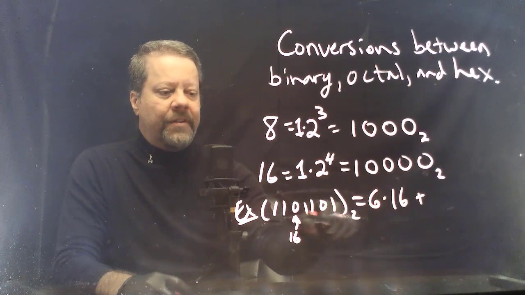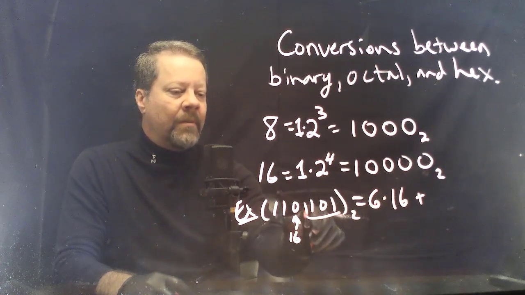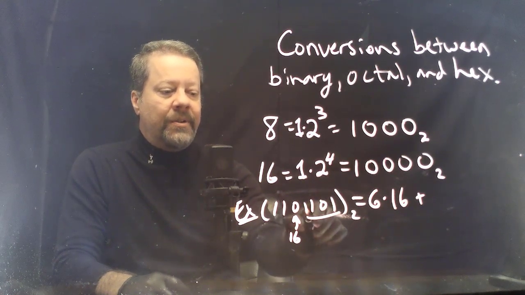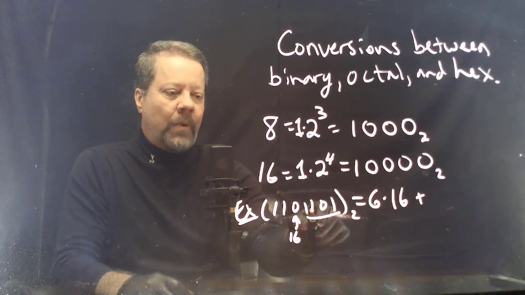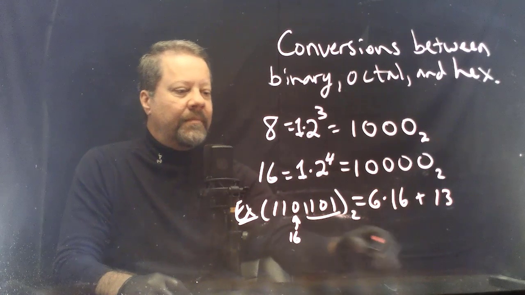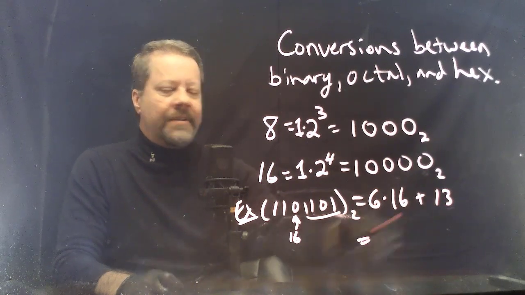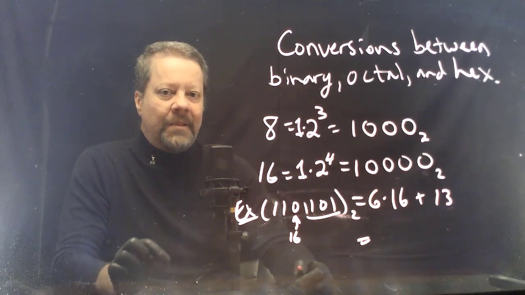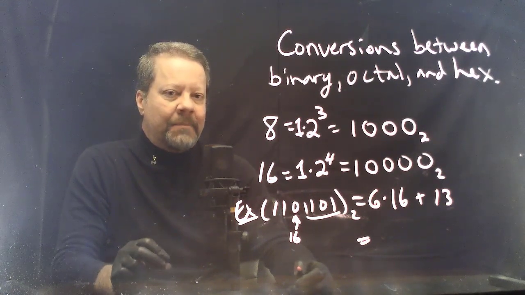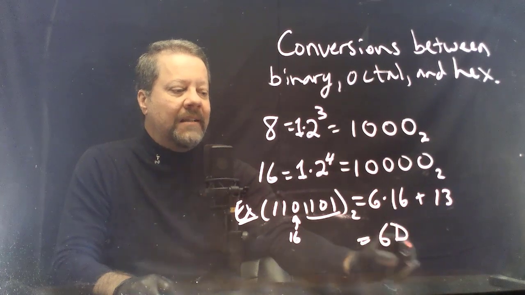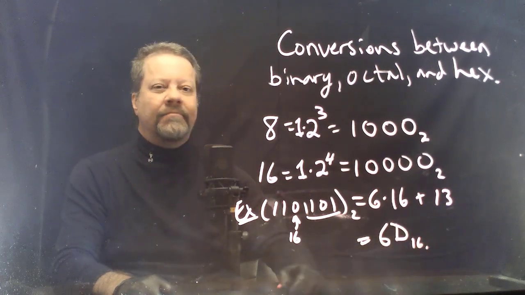And then what's left over is the rest of this, 1, 1, 0, 1. This is 2 to the 1, 2 squared, 2 cubed, that's 8, plus 4, plus 1. So that's 12 plus 1 is 13. What is the 13 symbol in hex? Remember, you have 9, the 10 symbol is A, the 11 symbol is B, the 12 symbol is C, and the 13 symbol is D. So it's 6D in base 16.